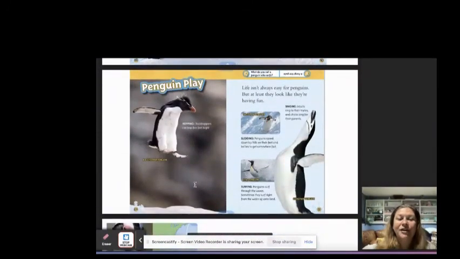And the author here is showing you how penguins play. Life isn't always easy for penguins, but at least they look like they're having fun. And it does. Here, he's hopping. Looks like he's having fun. Sledding, singing, and surfing. So a perfect way for the author to portray the information he's trying to get across to you. All right, boys and girls.